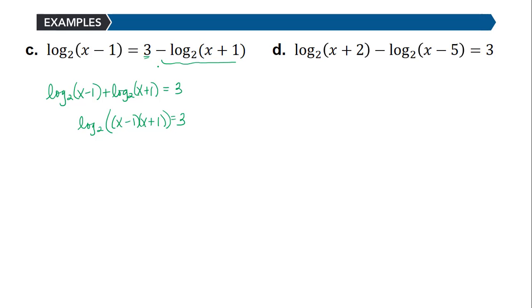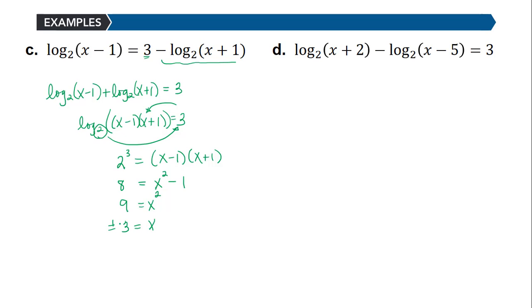And now I need to convert this to its equivalent exponential form. 2 to the 3 is equal to this argument. So 2 cubed is equal to x minus 1 times x plus 1. Simplifying, I get 8 equals x squared minus 1, right? Those are conjugates, so when I multiply, I get the difference of squares. I can add 1 to get 9 equals x squared and apply the square root property, which says x is plus or minus the square root of 9, which is 3.